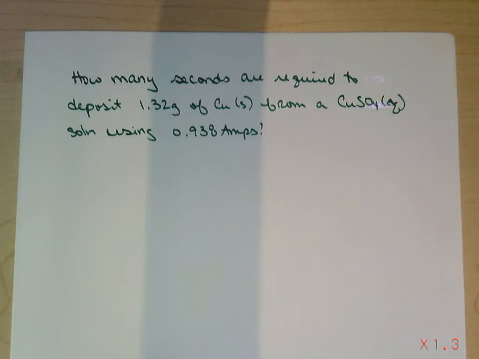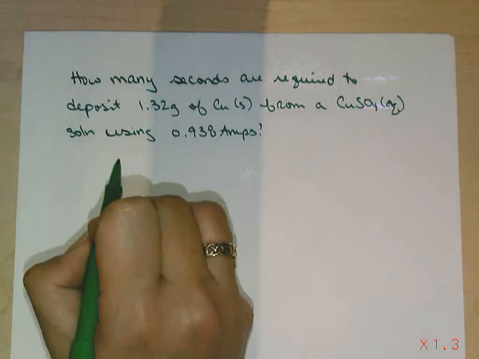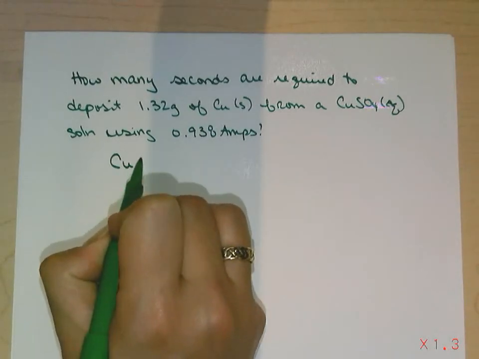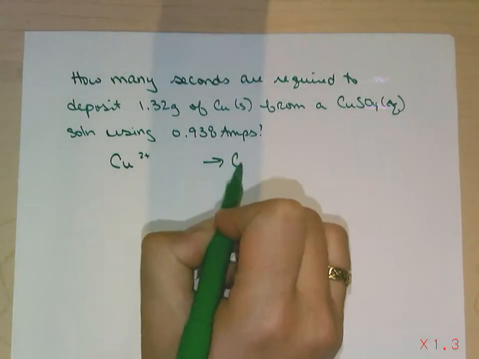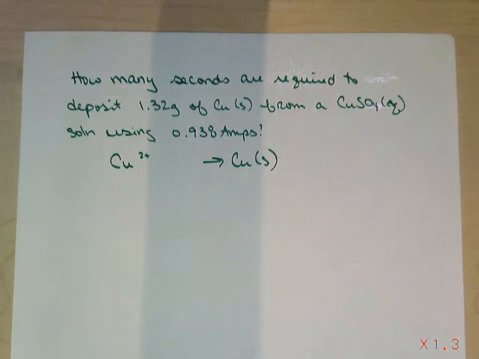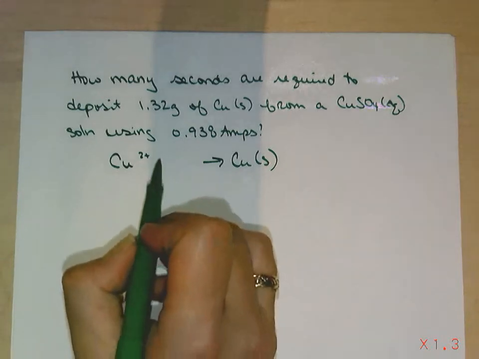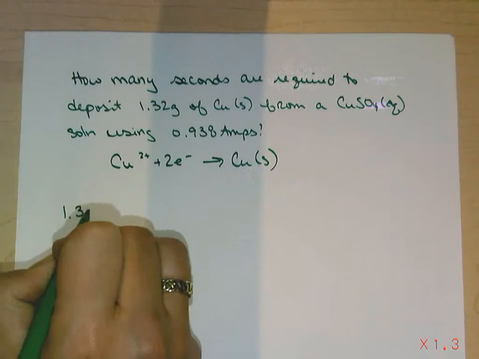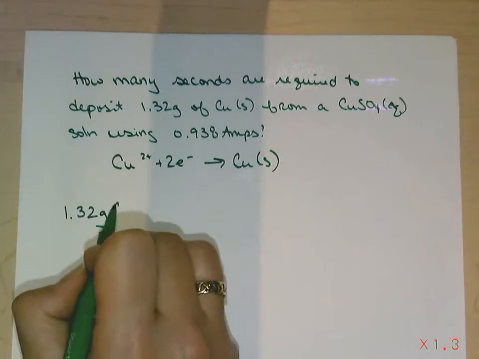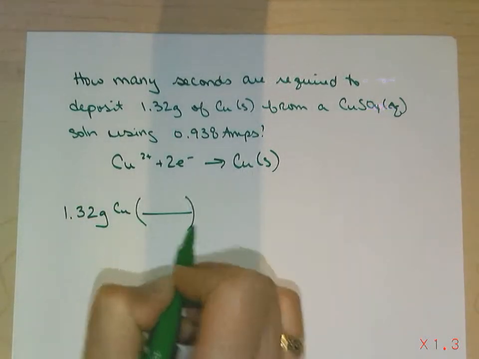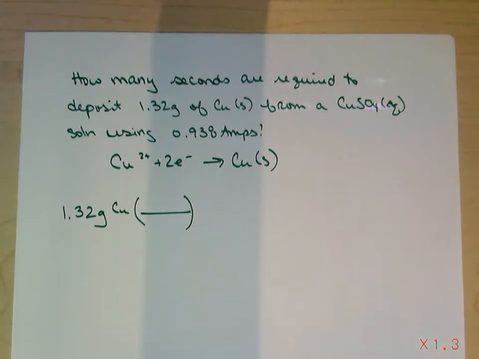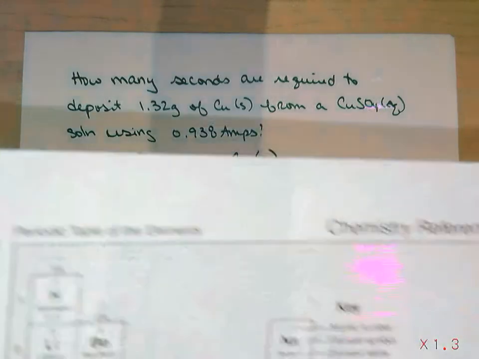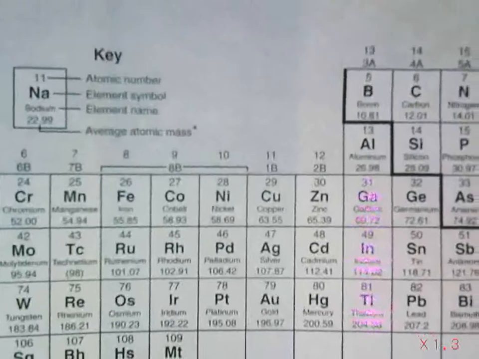So I want the reaction that does that, so how many electrons do I need? 2. Okay, so this is the unit conversion one. We're going to start off with 1.32 grams because that's what we want. How do I get from grams to moles? Molar mass of copper, 63.55.